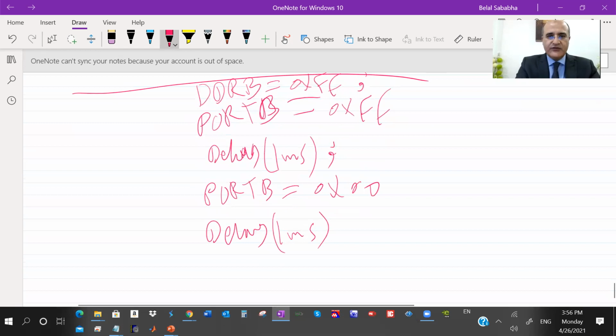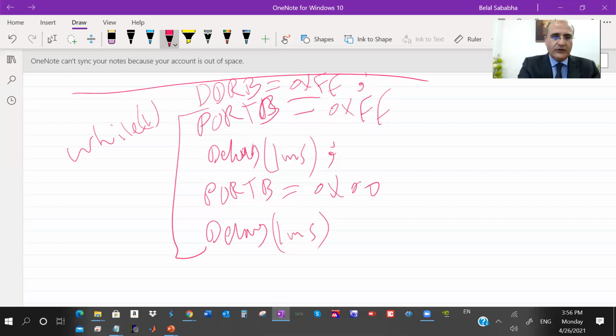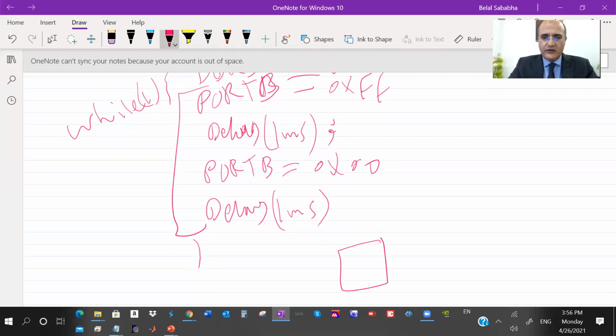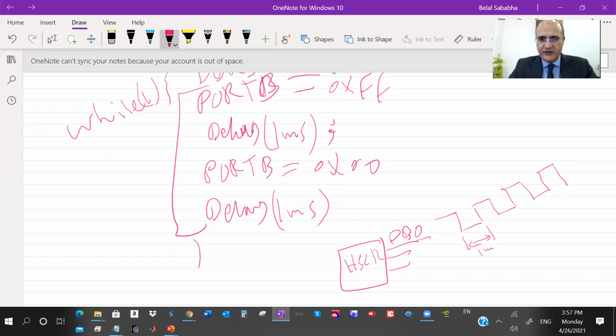Then do this forever. This part, put it in a while(1) loop forever. What will happen here? All bits of port B, port B0 for example, on the HCS12 will show a 1 for 1 millisecond, a 0 for 1 millisecond, a 1 for 1 millisecond, a 0 for 1 millisecond, and so on, right? A digital waveform. This is 1 millisecond. This is 1 millisecond.